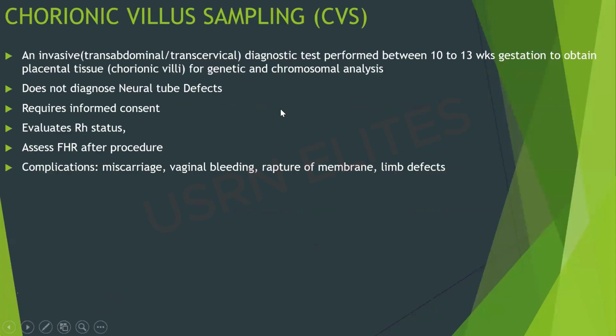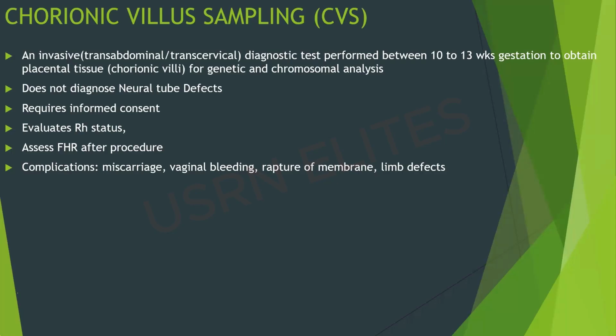So let's do chorionic villus sampling. And as I said, this one also is an invasive procedure. With amniocentesis, we are taking fluid from where? The amniotic fluid. The amniotic fluid contains the genetic makeup of the fetus, and it also contains the lung function. And with chorionic villus sampling, we are taking a sample from where? The placental tissue.